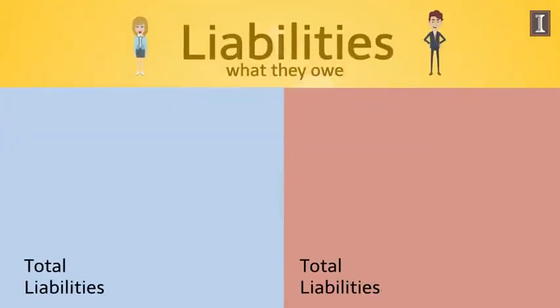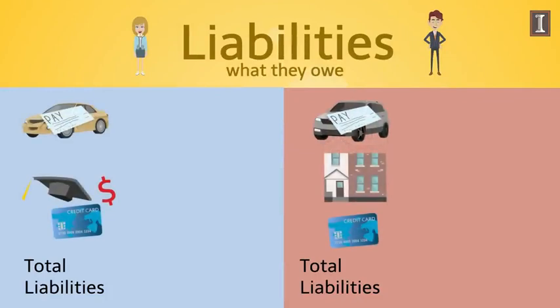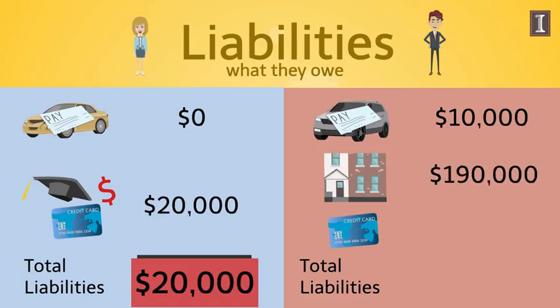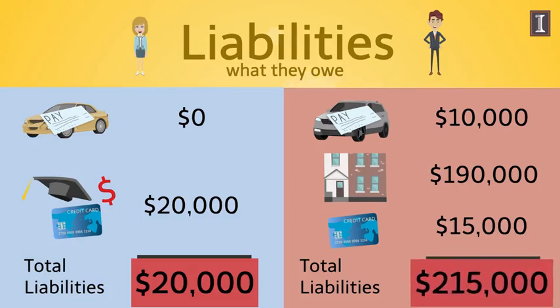Now let's take a look at their liabilities and the things they owe. Nancy does not have a car loan for her vehicle, but like all recent college graduates, she does have some college debt and credit card balances. Let's estimate those at $20,000 and place them under her total liabilities. Tom, on the other hand, has a car loan of $10,000 and a mortgage balance of $190,000 for his condo. However, since he graduated from college many years ago and has thus paid off his college loans, he does not have any college debt. So we'll only estimate his credit card balances at $15,000, bringing his total liabilities to $215,000.